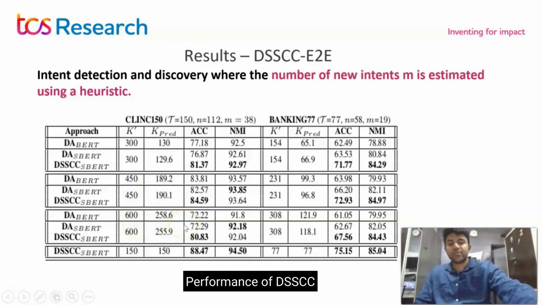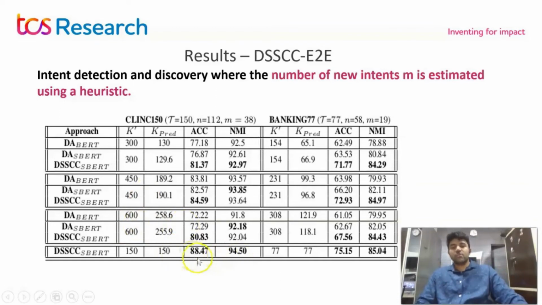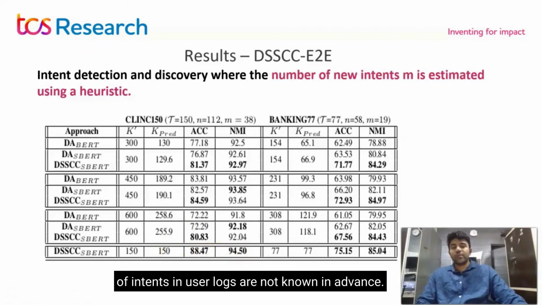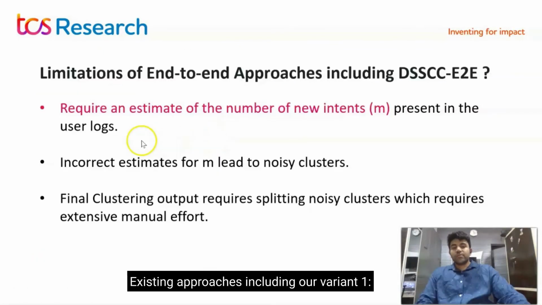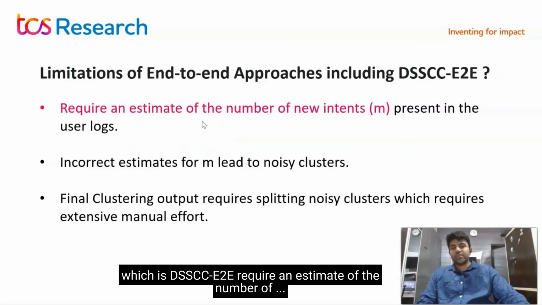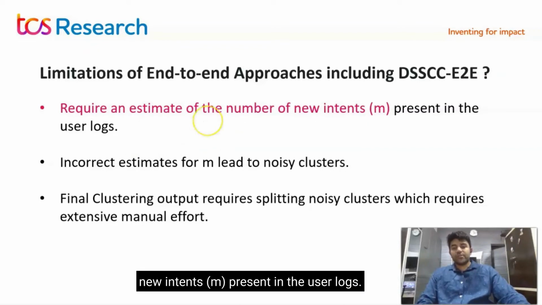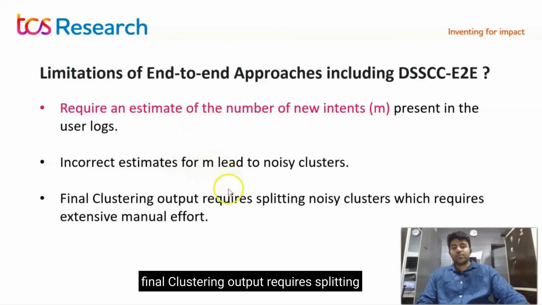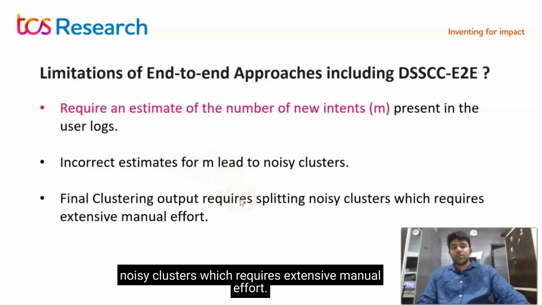Performance of DSCC, last row, does not drop significantly even when the total number of intents in user logs is not known in advance. So existing approaches, including our variant 1, which is DSCC end-to-end, require an estimate of the number of new intents M present in the user logs. An incorrect estimate for M leads to noisy clusters, and in that case the final clustering output requires splitting noisy clusters, which requires extensive manual effort.